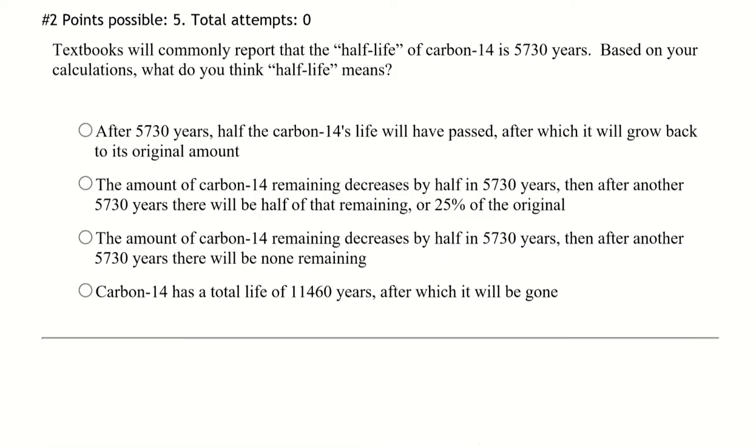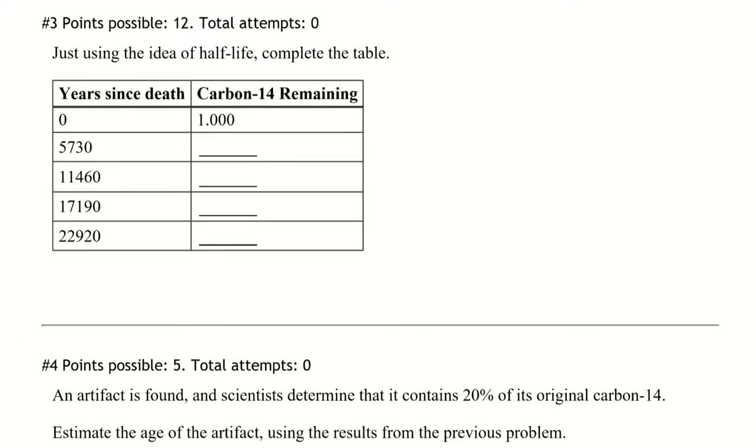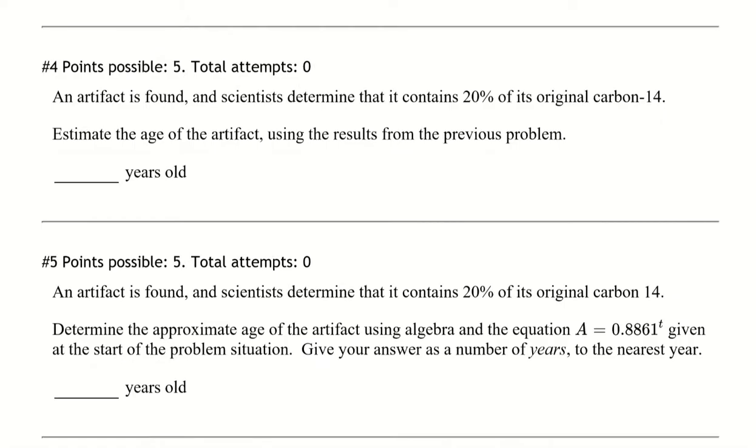So for number 2, we're looking at textbooks, and the half-life of carbon-14 is 5,730 years. So half-life would be half, right? Half the life of something. So let's use that idea of half-life. 1 divided by 2 is half, so 0.5. Divided by 2 again, that's 0.25. So we're going to keep dividing by 2 to get our answers.